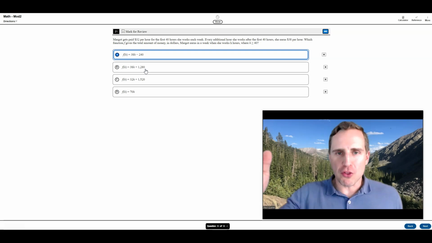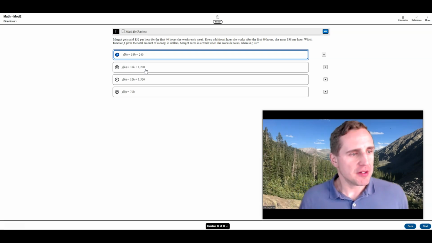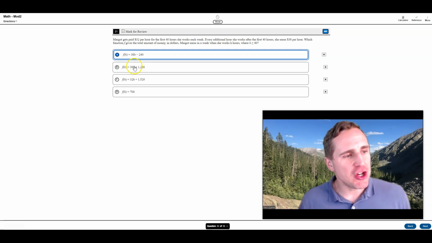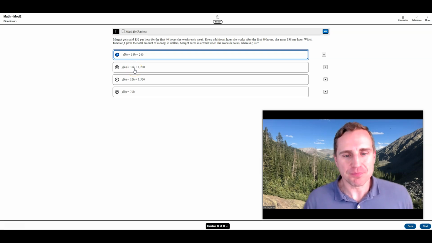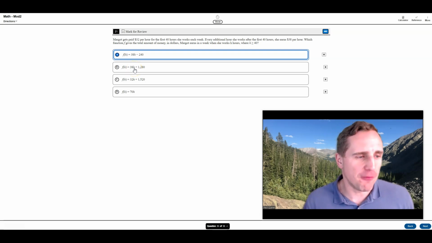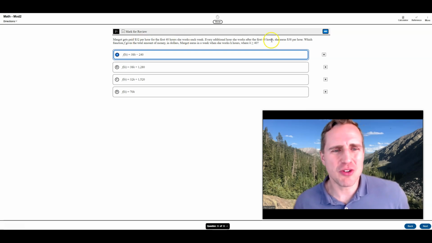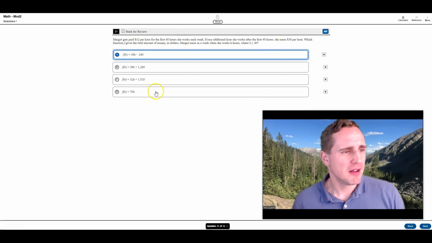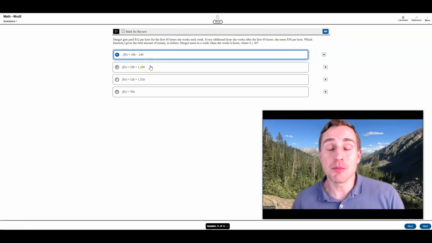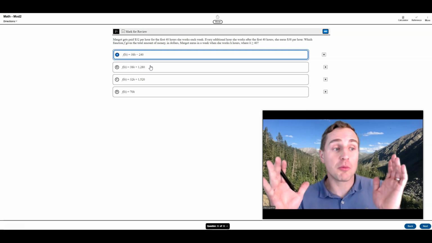Notice the reason it's that is because you might think B, because she's going to earn $1,280 for the first 40 hours. But that's only if the h here was not the total number of hours she worked, but the hours above 40. Okay? It's not 32 times h, because that's only her hourly rate before the 40 hours is up. And it's not 70, because we're not going to add these two numbers together. That's not correct. Okay, so A is the most reasonable choice. Okay, so we're going to move on.